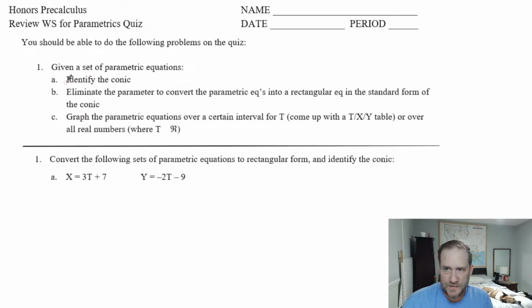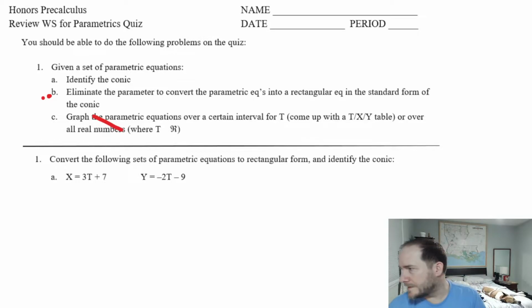So I know up here it says identify the conic. That's probably not what you're going to do first. It would be nice if you could look at parametrics and immediately tell what conic that was. And you know what? That's actually reasonable. You probably should be able to do that. But I think it's more likely that you're going to want to eliminate the parameter and get the parametrics rewritten in rectangular form, and then from there you'll be able to tell what kind of conic it is. So that's what I'm going to do.